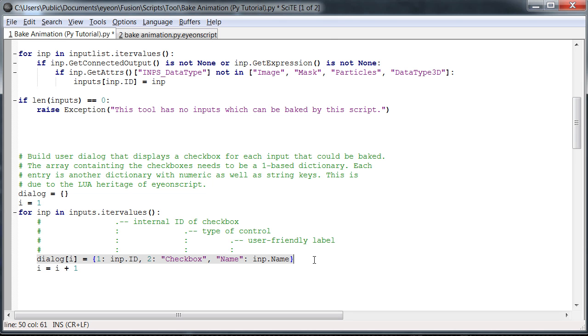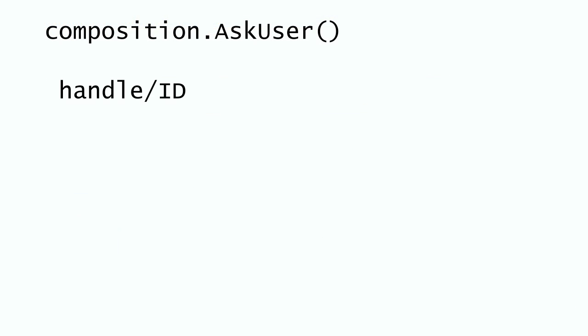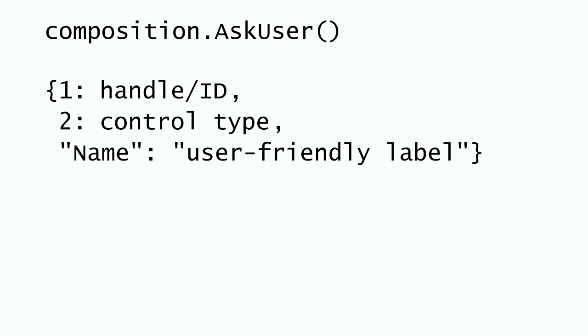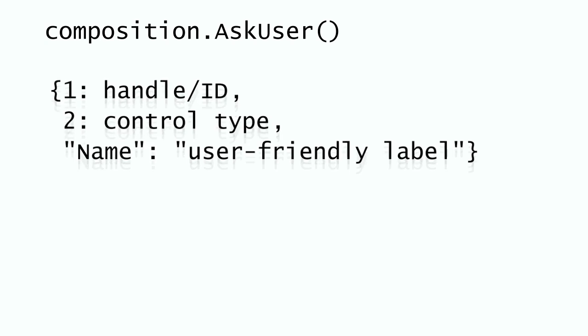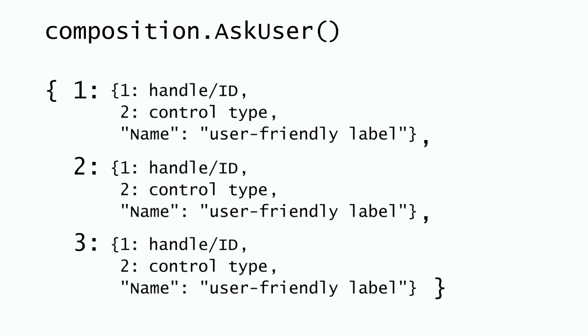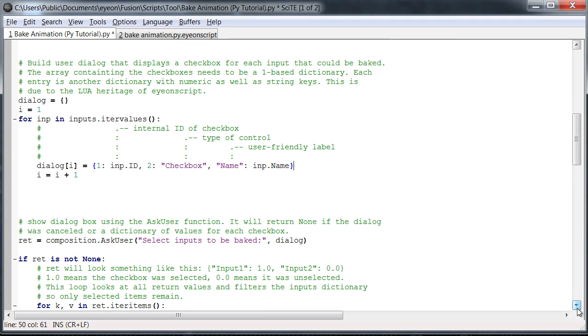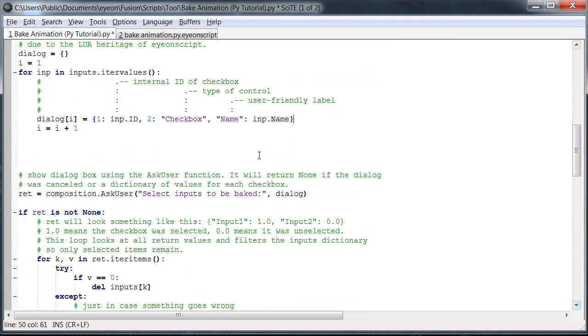Let's break it down. For each widget you'd like to display, you need an ID, the kind of control, for example a checkbox, and a name attribute for a user-friendly label. If you put this into a Python dictionary, you're missing keys for the first two items. They will have to be assigned numeric keys. The third row is fine. Multiple widgets are nested into another dictionary, where they will receive numeric keys as well. This array then has to be passed to the AskUser function, which will return the state of each checkbox if the user didn't cancel the dialog.